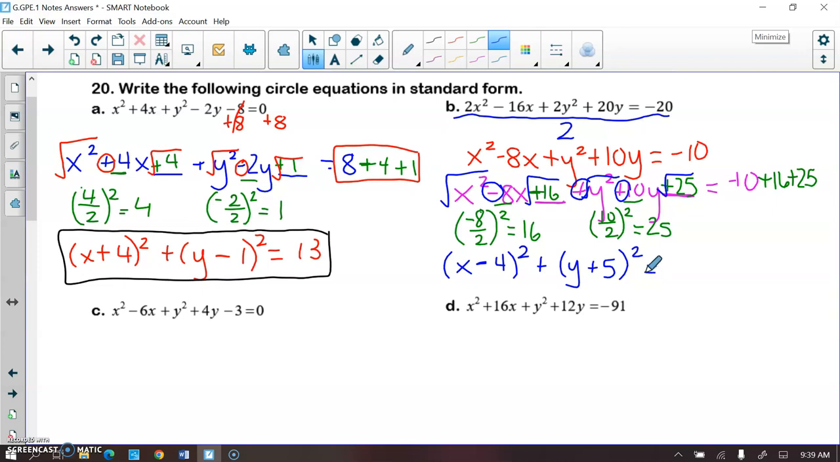And then I just simplify my right side. So a negative 10 plus a 16 plus a 25 gives me a 31. And then we stop because this is in standard form.